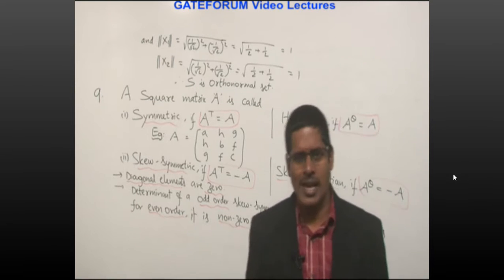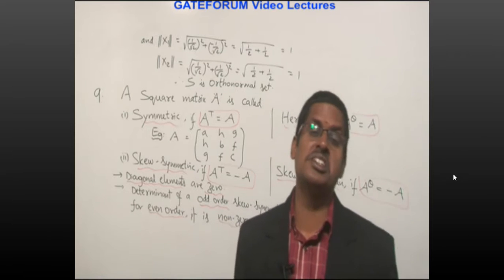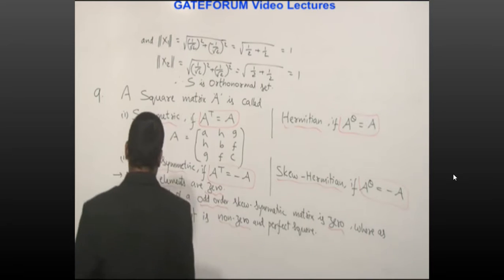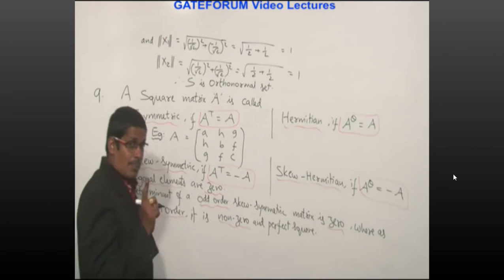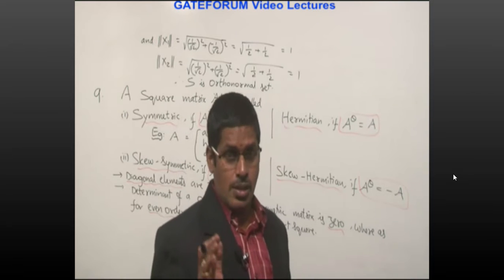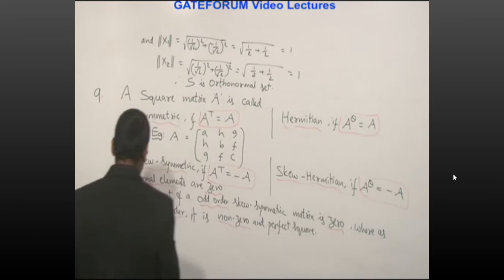What is a perfect square? 9. 9 can be written as 3 square. 4 can be written as 2 square. 16 can be written as 4 square. These are called perfect squares. Okay. See, simple example. But you remember diagonal elements are compulsorily 0. If any diagonal element is non-zero in a matrix, that matrix is not skew symmetric. Please keep this point in mind.